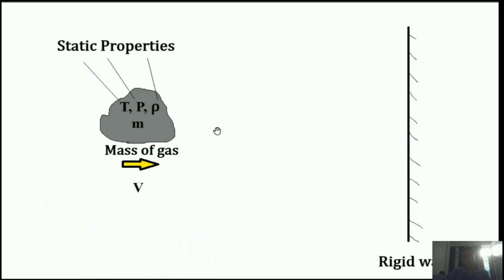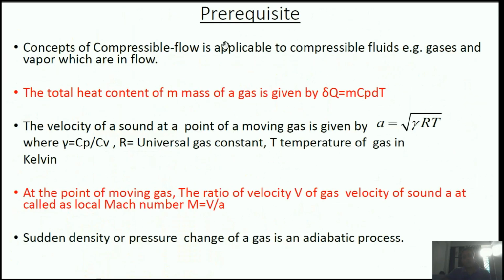Okay, so coming to the topic, some prerequisites are there. The first thing is that the concepts of compressible flow are applicable to compressible fluids, the fluids which can be compressed. For example, gases and vapors. By application of pressure, you can reduce their volume, and by reducing the pressure, you can increase their volume. Means the density of the fluid can change. Those are called compressible fluids. So compressible flow concepts are applied on those.